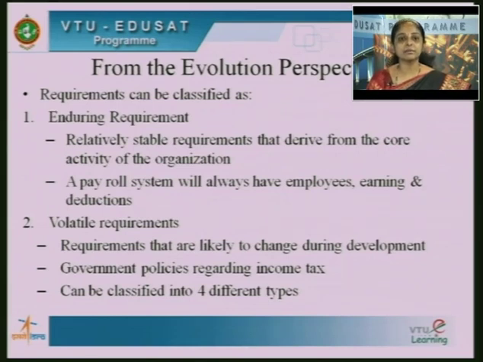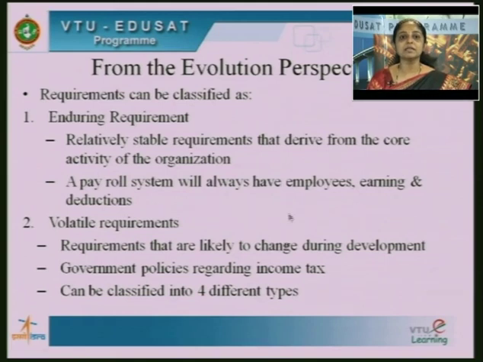Volatile requirements are likely to change. These are the requirements that are likely to change during development. Once you have written down the requirements and started developing the system, these requirements could change. These requirements, for example, could be defined by the government as a policy. We have income tax deduction for an employee. Currently, it is some percentage. Over a period of time, the government may decide to change the percentage, and hence the requirement could change.